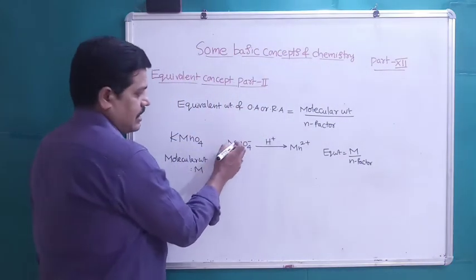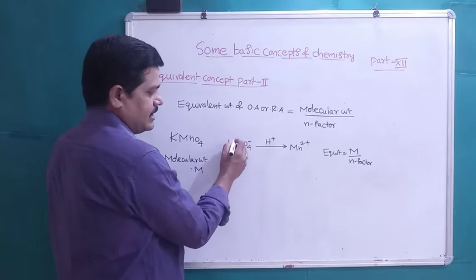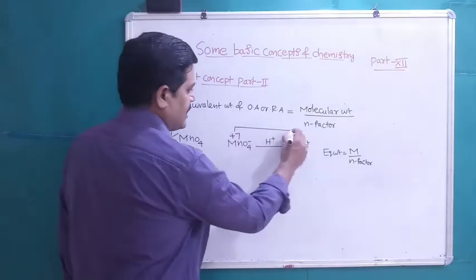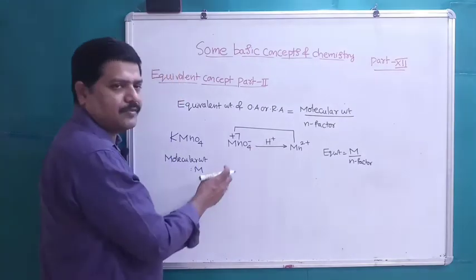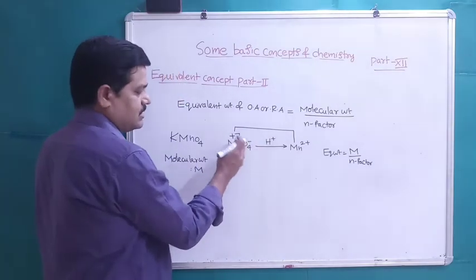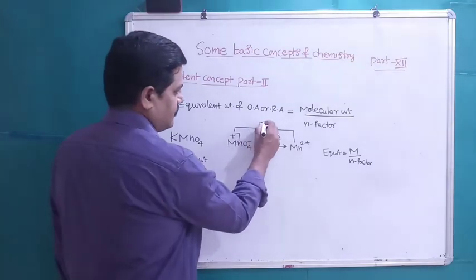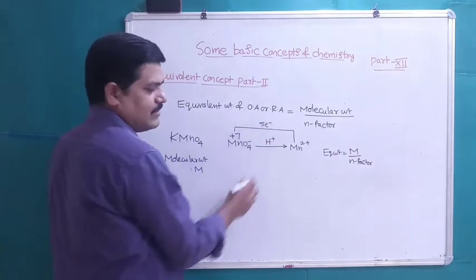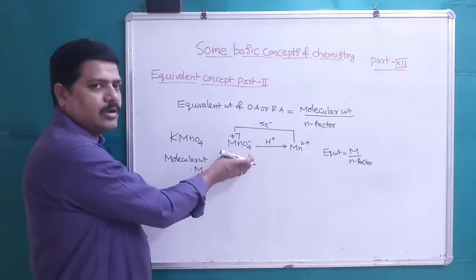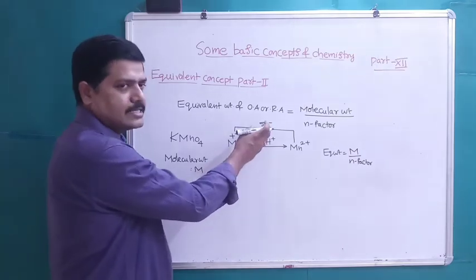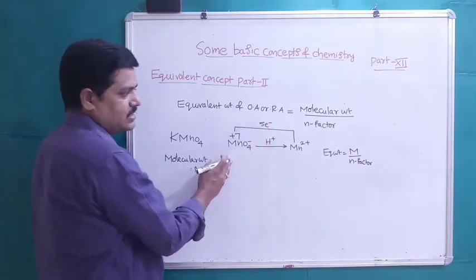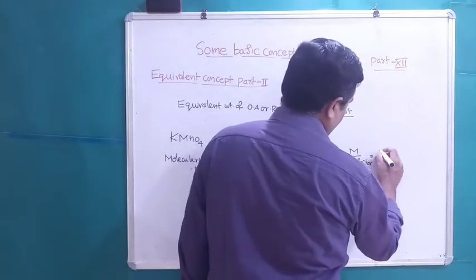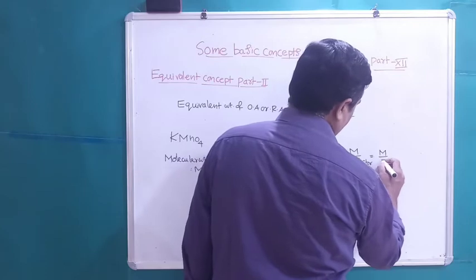Here the oxidation state of Mn is +7, converting into +2, right? The number of electrons gained by the oxidizing agent is 5. If it is 1 mole of MnO4 minus, 5 moles of electrons it is gaining. That is the same as the n factor. So the equivalent weight is equal to M divided by 5.